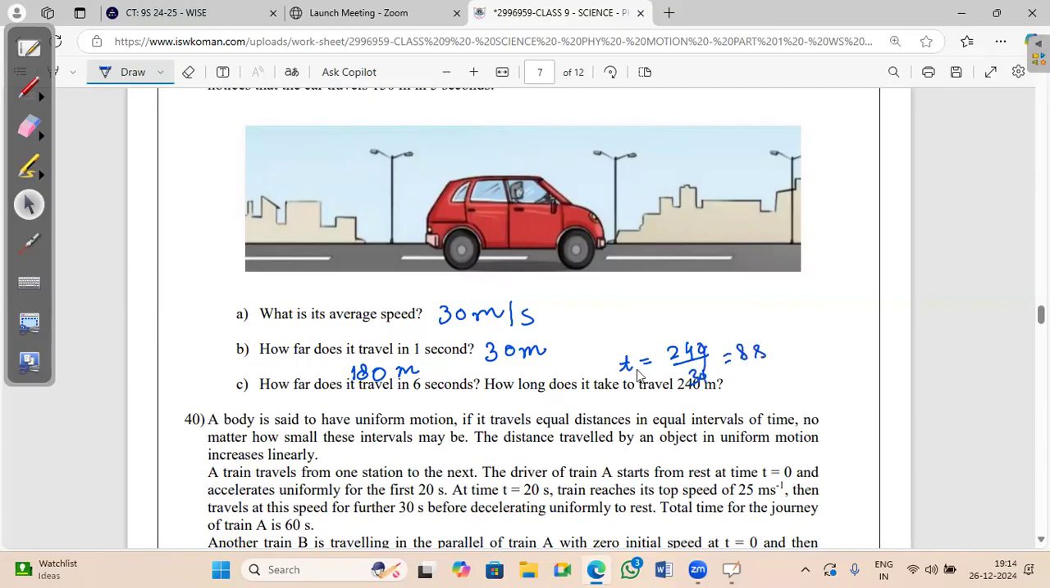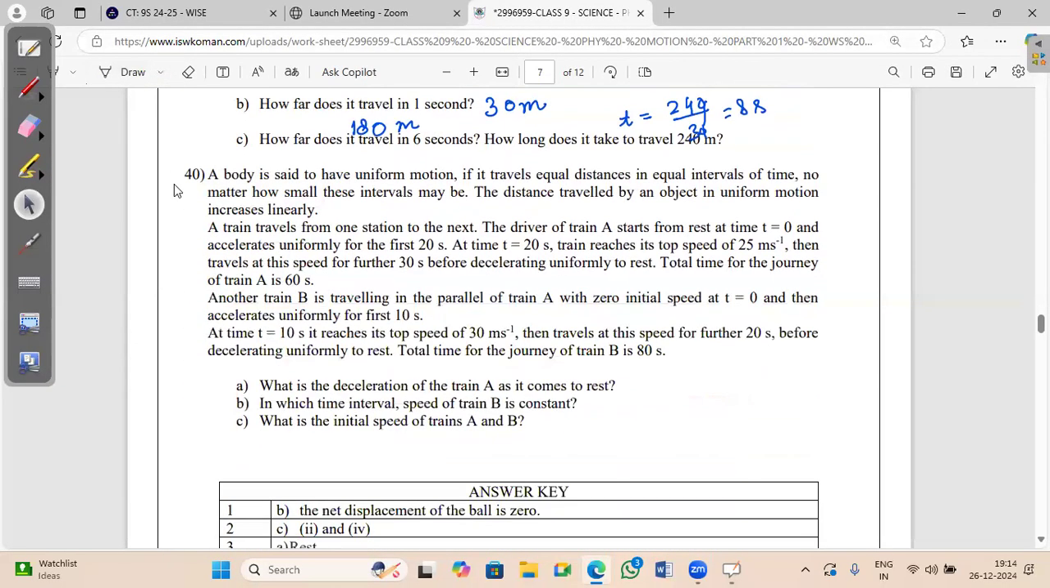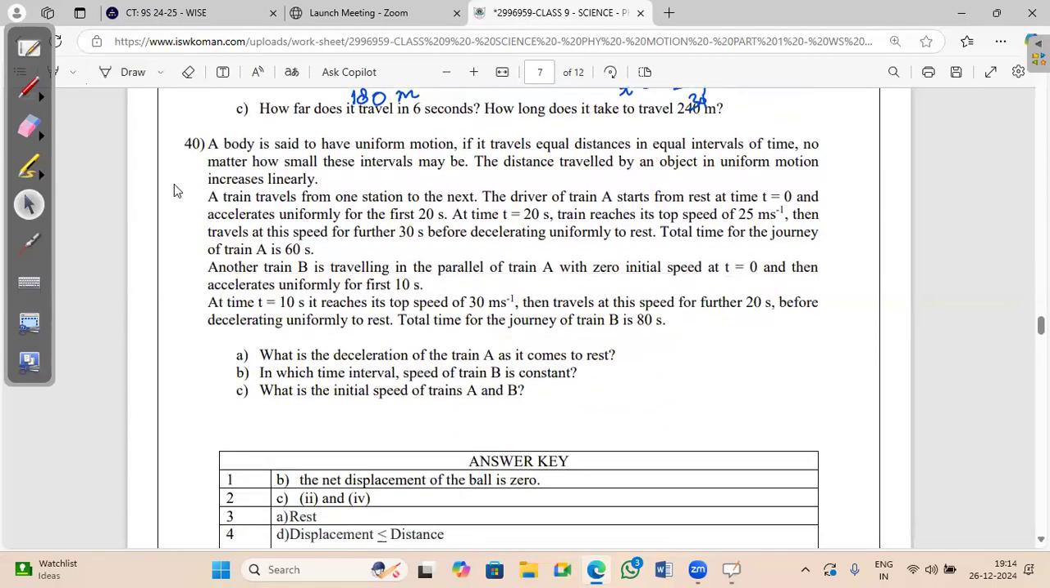Okay. Now for the fourth one, see, a body is said to have a uniform motion if it travels equal distances in equal intervals of time, no matter how small these intervals may be. The distance traveled by an object in uniform motion increases linearly.